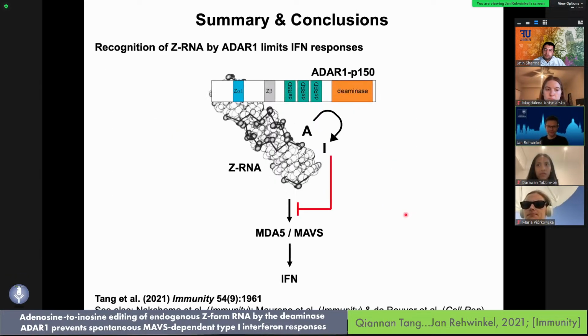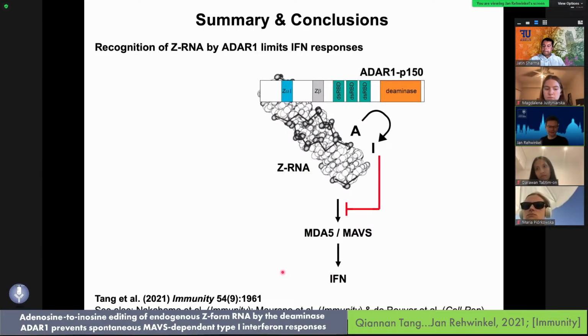And so that then led us to conclude in the paper that we published last year that recognition of zRNA by ADAR1 limits interferon responses, as shown in this model here, where we've got ADAR1 P150 binding to a bit of zRNA through its Z alpha domain, and then the deaminase domain can change A to I, and that then prevents recognition by MDA5 and signaling through MAVS to induce interferon responses.